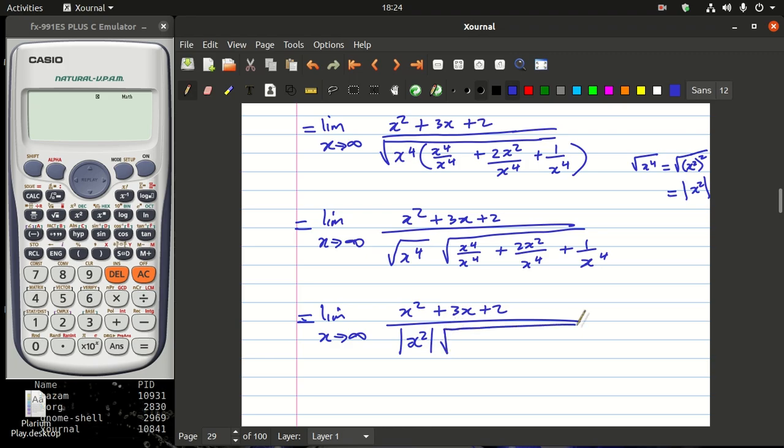and then what is inside here: x to the power 4 divided by x to the power 4 is a 1, plus 2x to the power 2 divided by x to the power 4 is just going to be 2 divided by x squared, and then plus 1 over x to the power 4. So just take note of this. Remember that we said that whenever you have the square root of some x squared, this is the absolute value of x. So this one and that one, they actually cancel out to produce this.